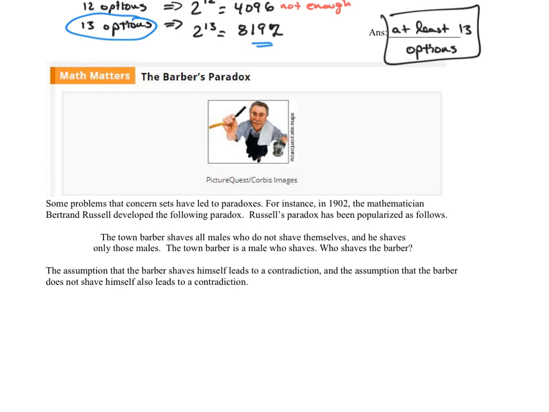That's called a paradox. And when you get into these logical arguments, you can get into these fun problems where there's actually no correct answer. Pretty cool.